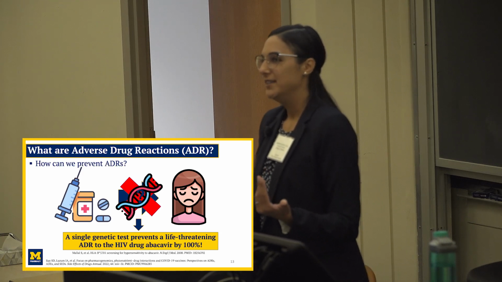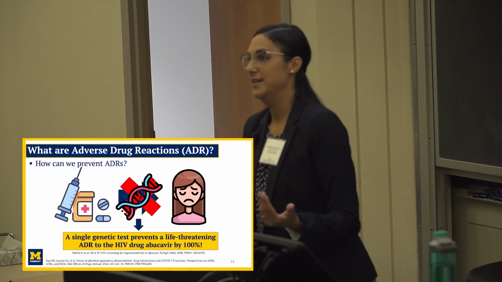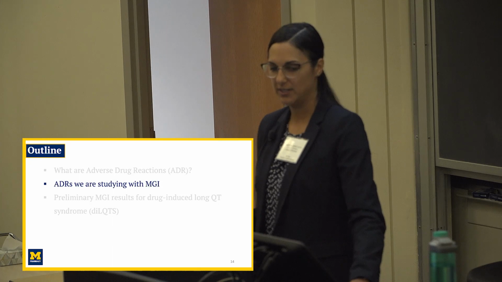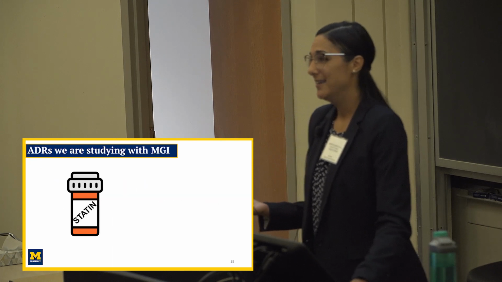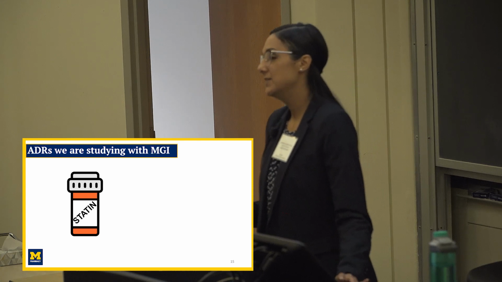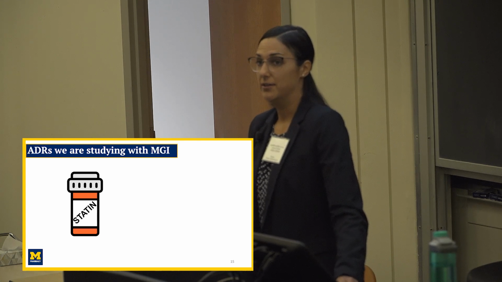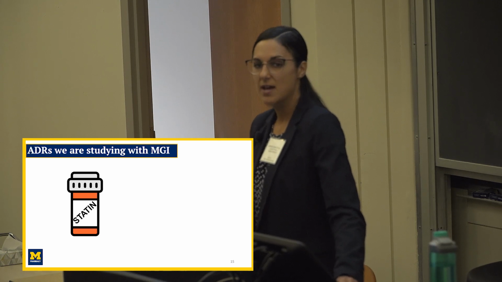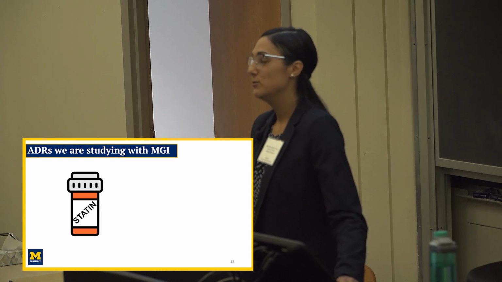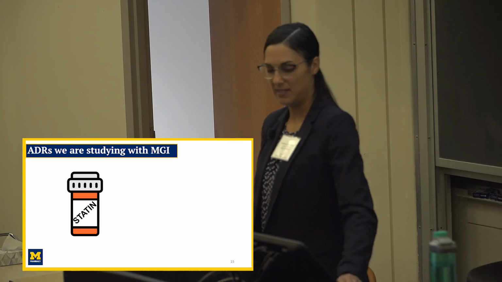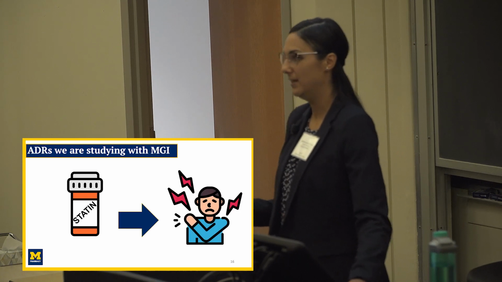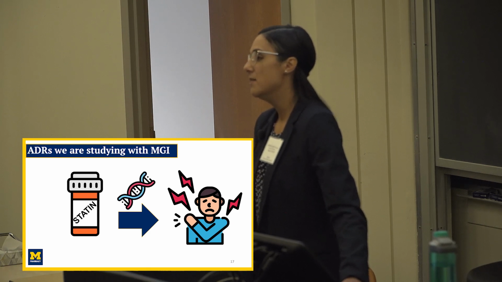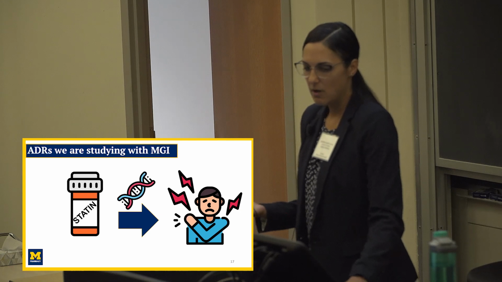So we are using MGI to discover new ways to use genetics to prevent different kinds of adverse drug reactions. Here are some of the adverse drug reactions we are studying with MGI. One is with statins, which are cholesterol-lowering medications. These are the most prescribed drugs in our country. They're highly effective for the treatment and prevention of atherosclerotic cardiovascular disease. Unfortunately, the number one reason why patients won't take statins, even though they're very effective, is a common side effect of muscle pain. So we're using MGI to discover and validate genetic variants that increase patients' risk for muscle pain with statins.